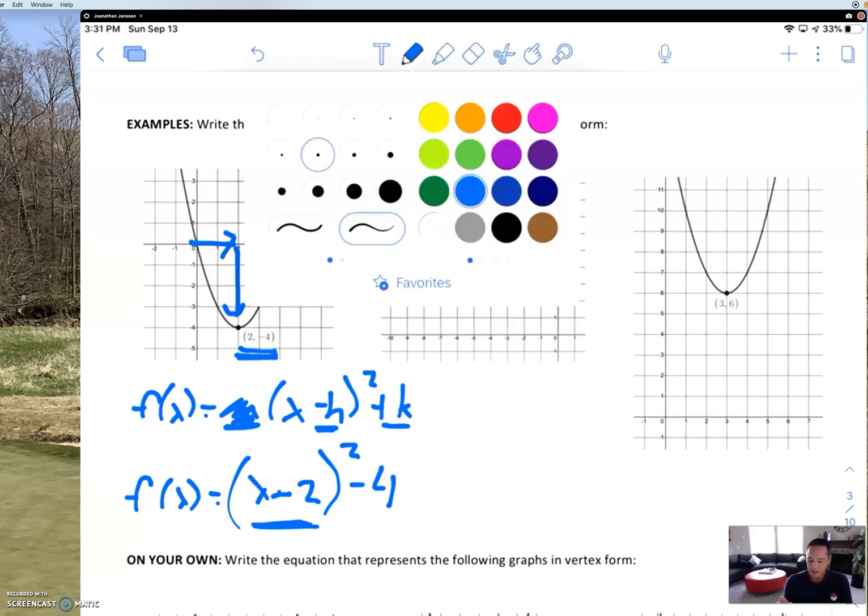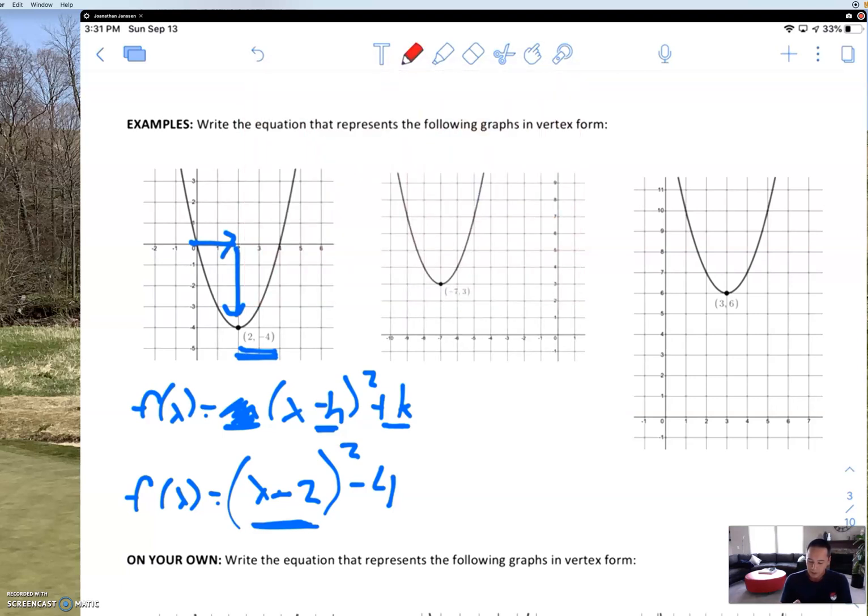And let's take a look at the next one. It started here at (0, 0), and then it shifted left by 7, and it went up by 3. So your function is going to be f(x) =, to make it go to the left by 7, we have to put an x plus 7 inside there, squared, and then your k value, it went up by 3, so plus 3.